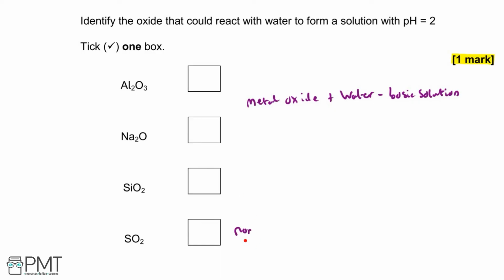Now, non-metal oxides plus water react to form acidic solutions. So in this case, we are going to end up with a solution of sulfuric acid, which means that out of these four, the only oxide that would react with water to form a solution with pH of 2, so an acidic solution, as it's a pH of less than 7, is our sulfur dioxide, so we would tick that box, and that would get us that 1 mark.